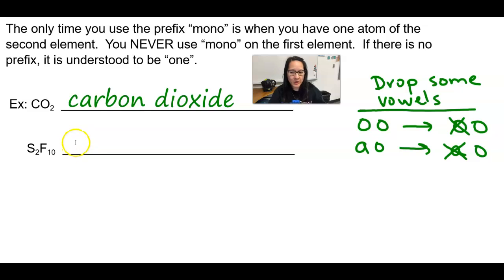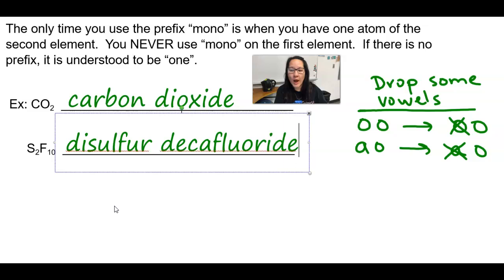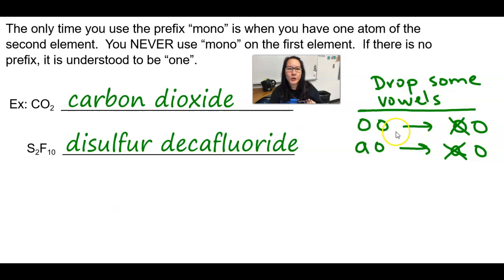This compound would be called disulfur, di because there are two sulfurs, and then there's 10 fluorines, so it's going to be deca, and then instead of fluorine, it's going to be called fluoride. Anytime you have two vowels back to back, like two O's, you'll drop one of the O's, or if you have AO, you'll drop the A.